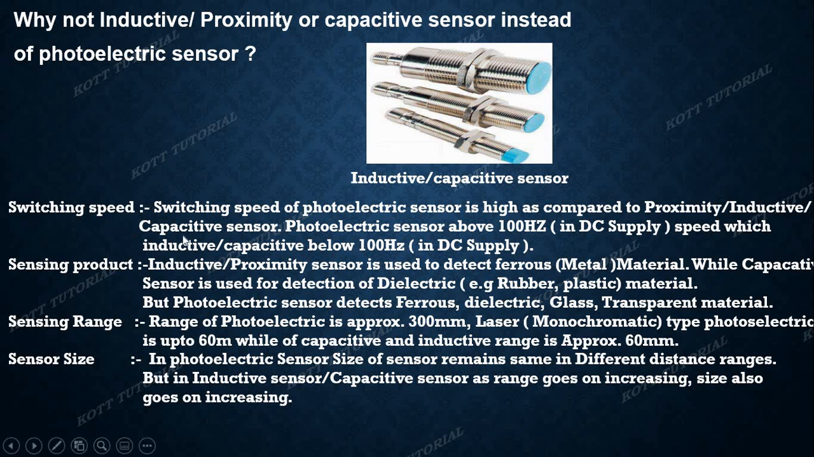A photoelectric sensor can sense above 100 Hz in DC supply, and an inductive or capacitive sensor can sense below 100 Hz in DC supply. The meaning of this point is that if I am passing products above 100 Hz frequency, a photoelectric sensor can successfully detect, but an inductive or capacitive sensor may not be able to detect. They may skip a few of the products.